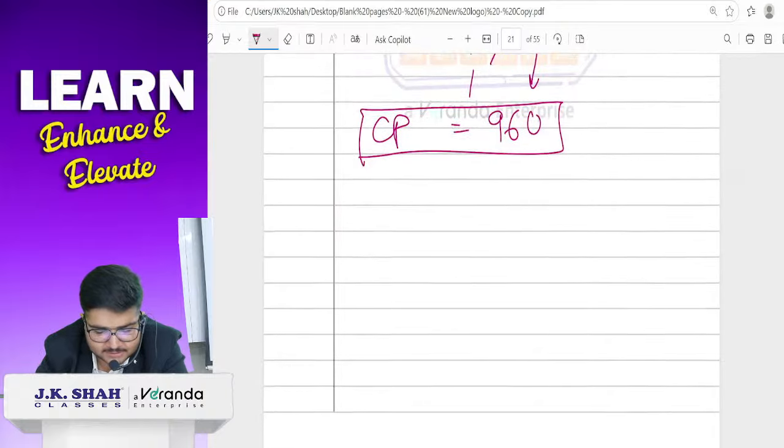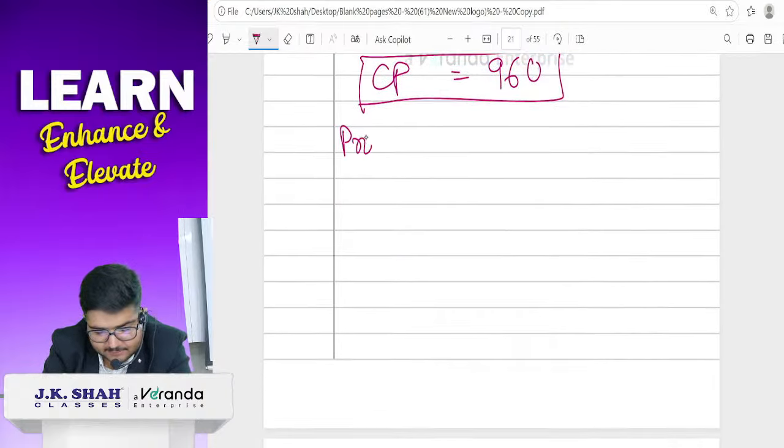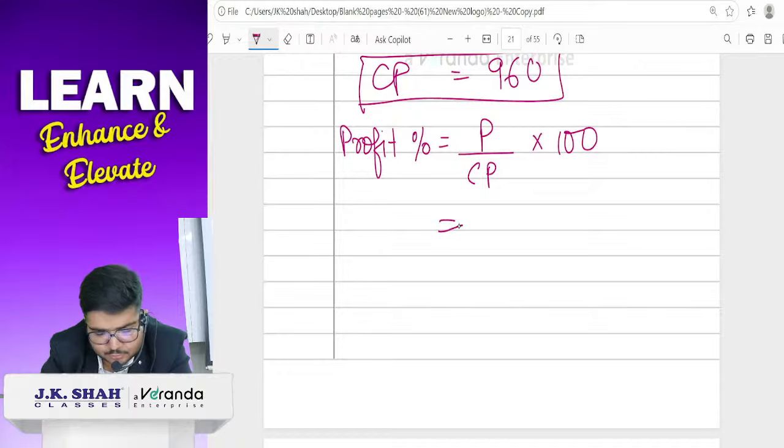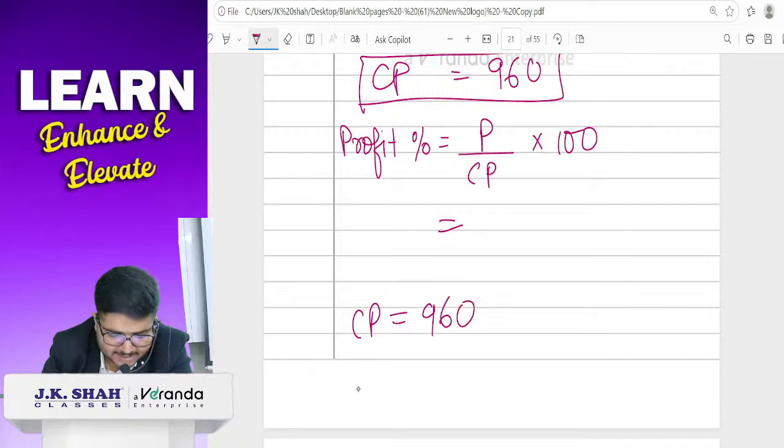The next part of the sum is profit percent. We have to find out profit percent. Now, profit upon CP into 100. Sir, we don't know profit also. So here you can find out profit. CP was 960, we just found out. And the question was, what if she is selling this for 1020? What will be the gain percentage? So first tell me, what will be the profit?